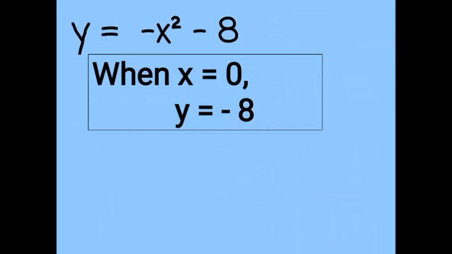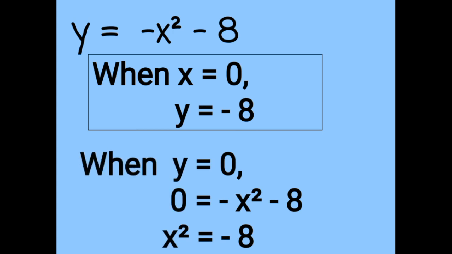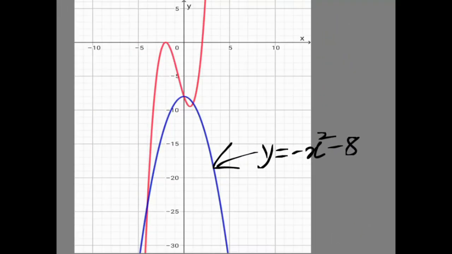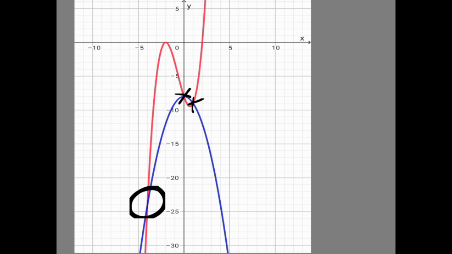Now, let's sketch the graph of y equals minus x squared minus 8. So, when x equals 0, y equals minus 8 and when y equals 0, x squared equals minus 8. There are no solutions, so the curve y equals minus x squared minus 8 doesn't cross the x-axis but crosses the y-axis at minus 8. Now, this is the graph of y equals minus x squared minus 8 as the coefficient of x squared is minus 1. As you can see from the graph, there are 3 points of intersection.